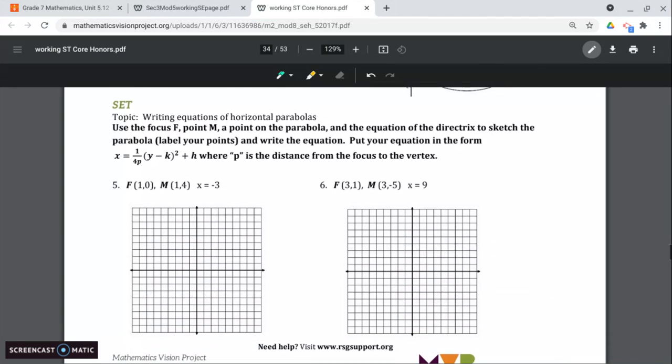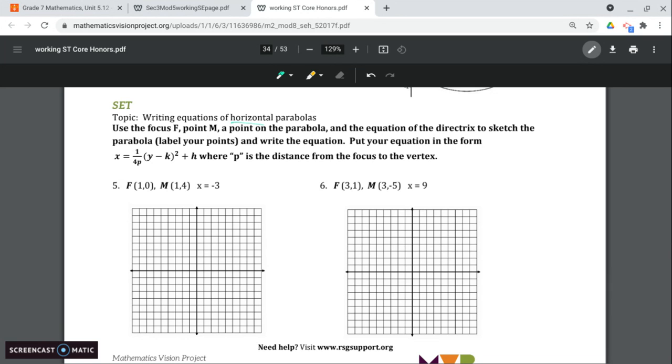All right, for the next part, we are looking at equations of horizontal parabolas. So we haven't seen any of these before. Horizontal is your keyword for this lesson. So use the focus, point M, and a point on the parabola, and the equation of the directrix to sketch the parabola. Label your points and write the equation. Put your equation in the form x equals 1/(4p) times (y minus k) squared plus h, where p is the distance from the focus to the directrix.